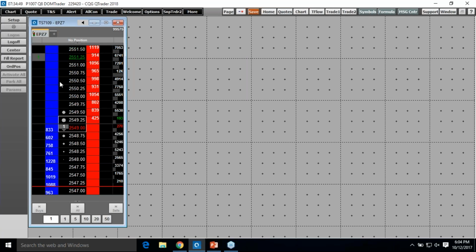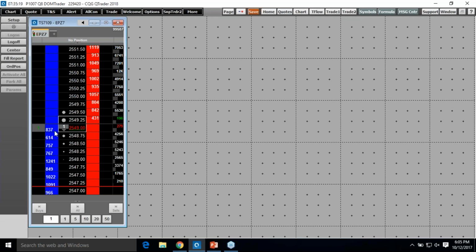Once you have created one DOM Trader, you will see the code of the product up here, which is EPZ7. Now, EP is your code for E-mini S&P 500. Z7 stands for the contract which is expiring in December 2017. So Z is technically your December, 7 stands for 2017, which is the active contract. The center column here, 2549.25, this is the price of S&P 500.